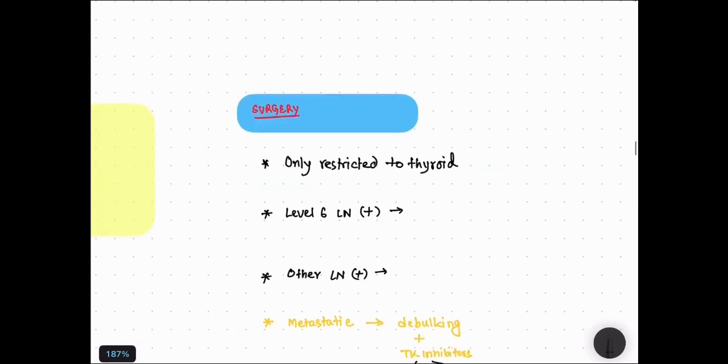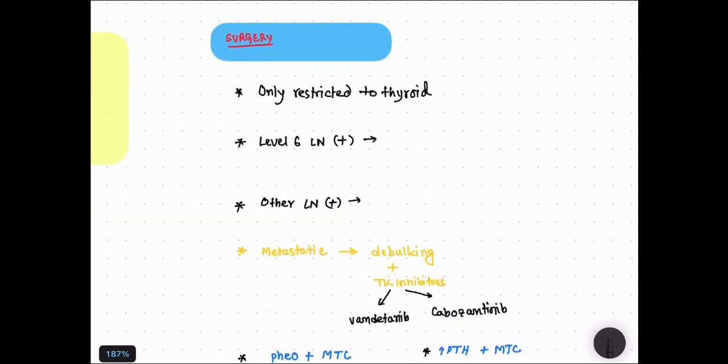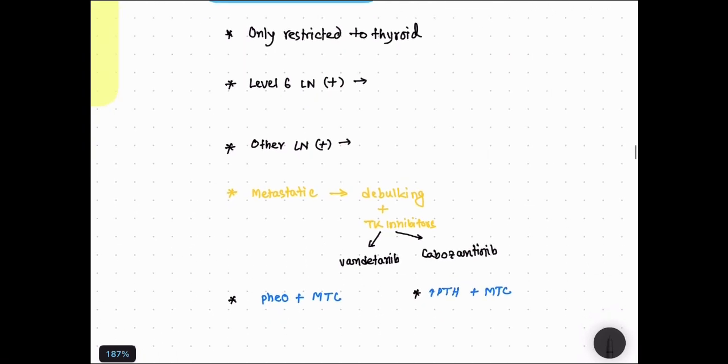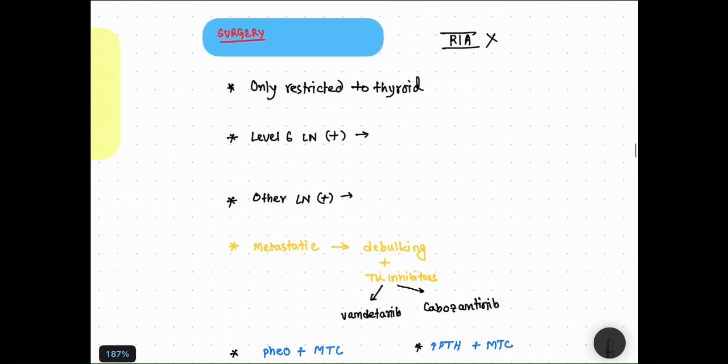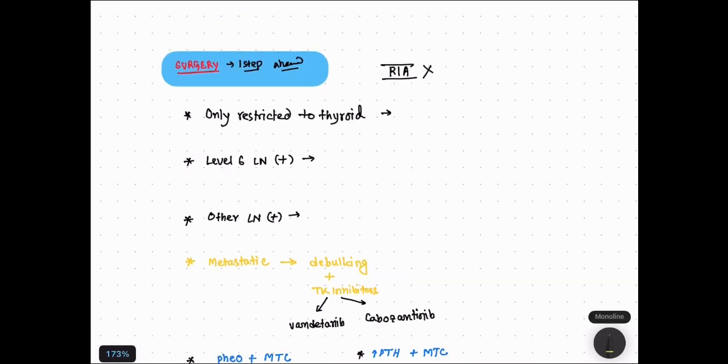And next, coming to medullary thyroid carcinoma. Radioiodine ablation is not going to help here because it is not from the follicular cell, it is from the parafollicular cell. Here the surgery will be one step ahead of what we have learned. Even if it is only restricted to the thyroid gland, we do total thyroidectomy and also central neck dissection.